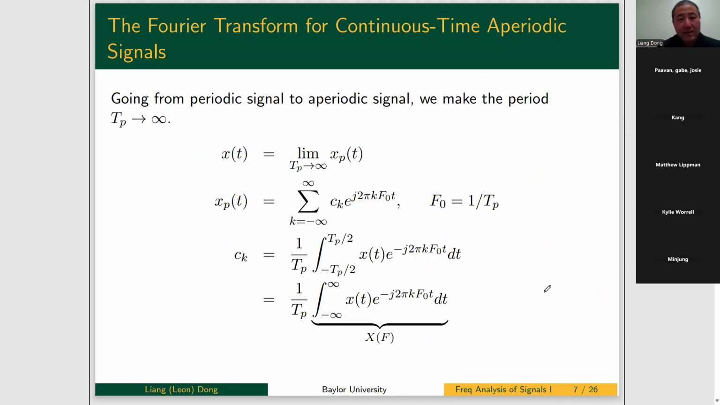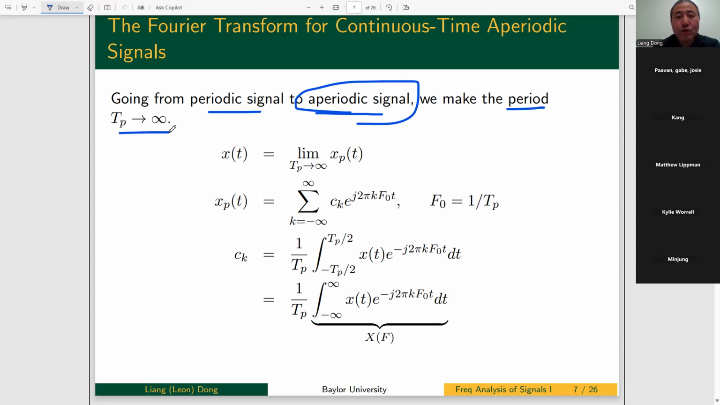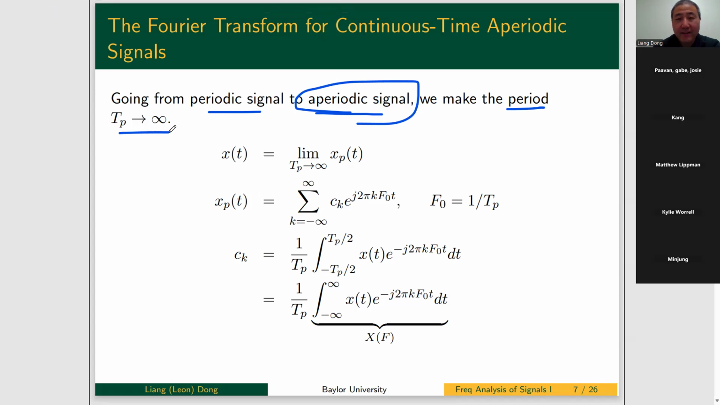Okay. Last slides for today. So if I am going from a periodic signal to an aperiodic signal, previously I was discussing everything for a periodic signal. Going to an arbitrary aperiodic signal, what can we do? Well, you can make the period T sub p approach infinity. And then we can derive the equation.